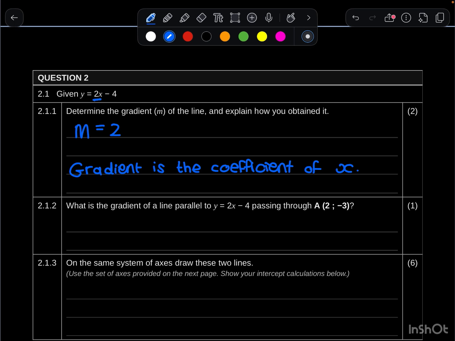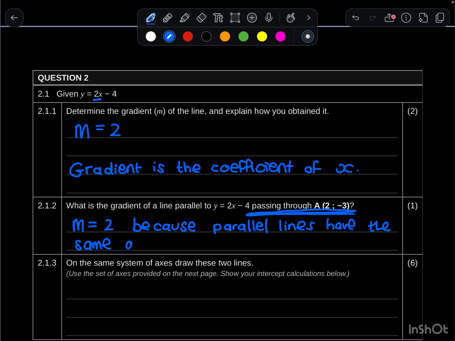This one, they are kind of trying to trick us a bit with this. We don't need that part. So if the line is parallel to this, then it means that m is 2 because parallel lines have the same gradient. Okay, so you don't really have to do anything. They give you that point, but we don't have to do anything.